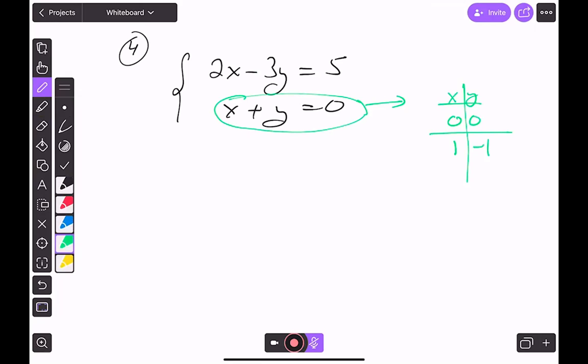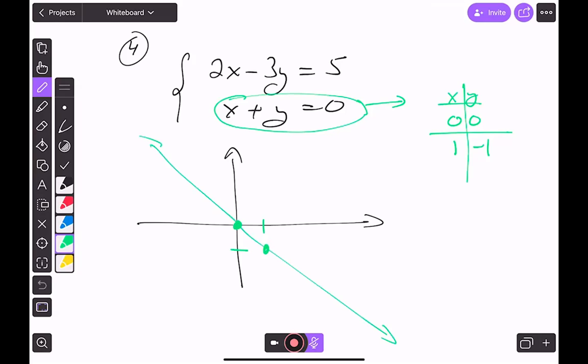All right, I'm going to put a graph down for those 2 points there. 0, 0. And then 1, minus 1. Let me draw my line through that. Okay, let's do the other line. A little more complicated. I think I can do it. And let's go through it.